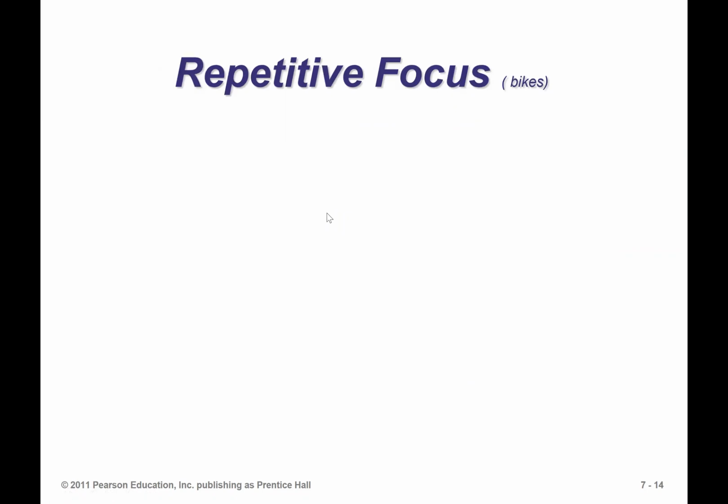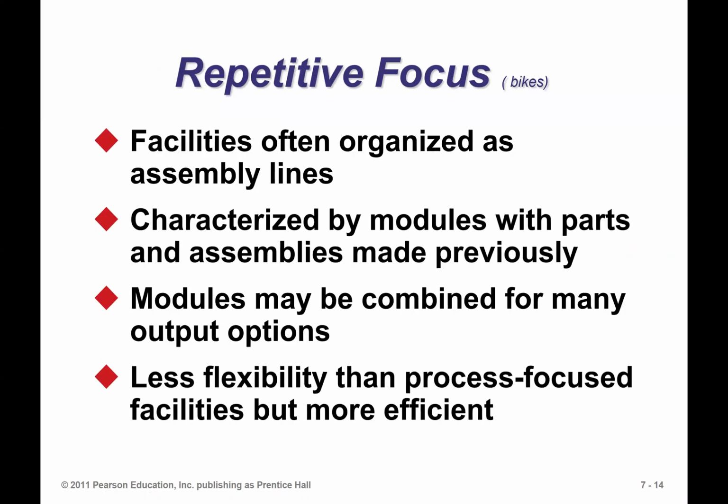Repetitive focus now, right? As we said, like the Harley Davidson company or any company that makes the same thing over and over and over, almost like even a car assembly line. They're doing the same thing. So the facilities are often organized as assembly lines, as I said earlier, right? Everybody knows what an assembly line is, right?